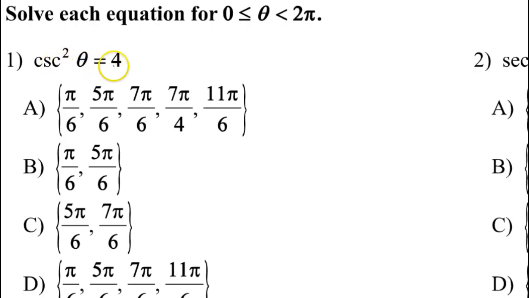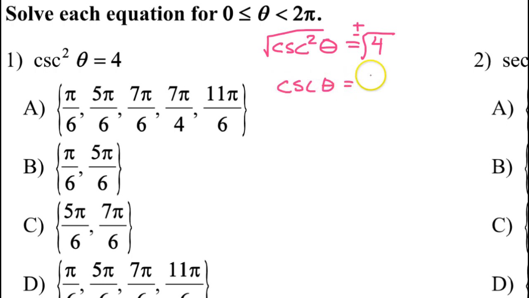Now, cosecant squared is equal to 4. I'm trying to solve this for theta. So I think I will start by recopying this. So cosecant squared theta is equal to 4. So I need to unsquare this by taking the square root of both sides. Be careful whenever you do the square root of both sides. The solution can be positive or negative, so plus or minus. So that gives us the cosecant of theta is equal to plus or minus 2.